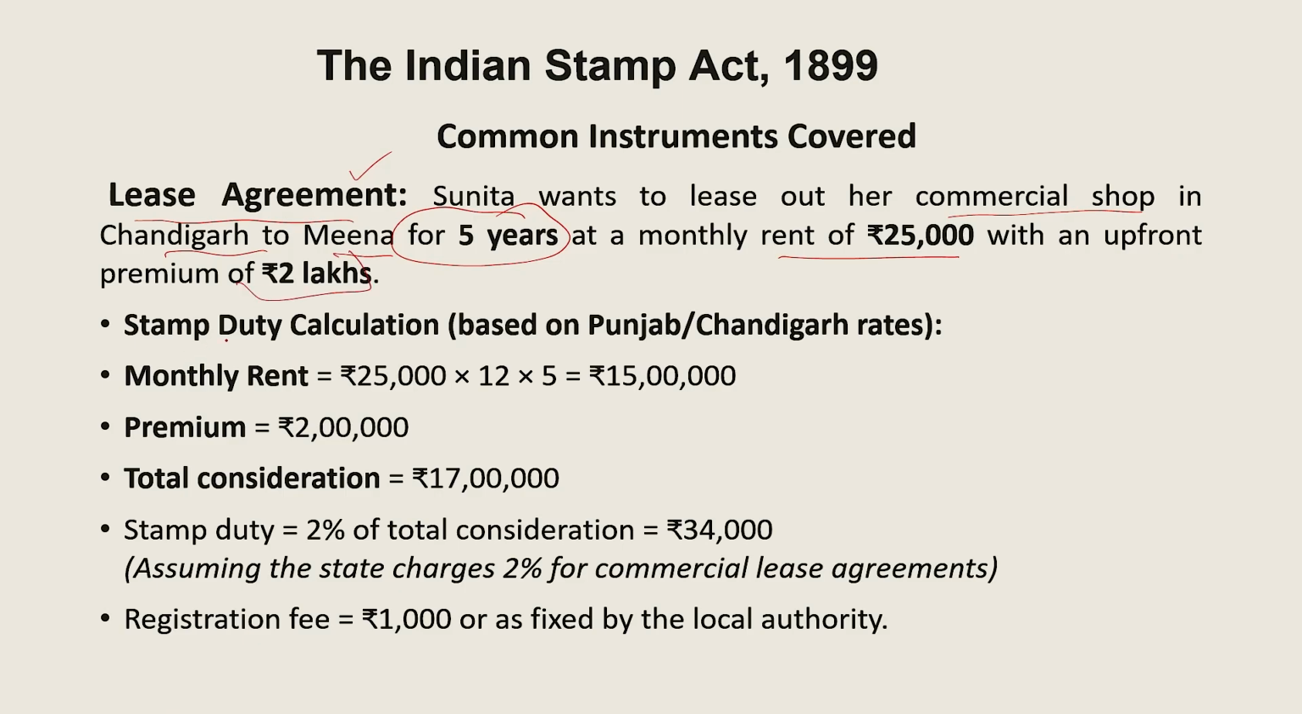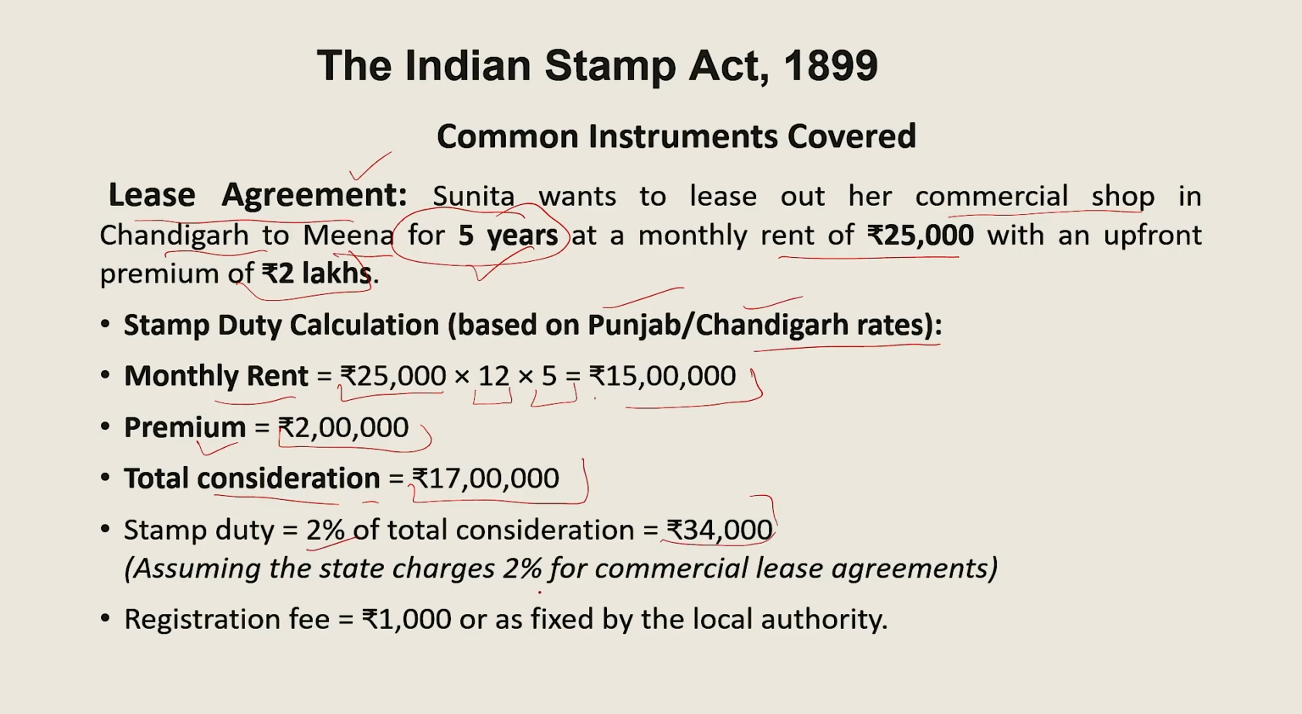Now see here, the stamp duty calculation will depend on the place, Punjab or Chandigarh, so we'll consider the rate from that state only. Monthly rent is 25,000. We'll multiply this by 12, multiplied by 5. Now this will be 15 lakh, because this is yearly and this is for 5 years. Now what is the premium? The premium she is asking for is 2 lakhs. So the total consideration is 17 lakh.